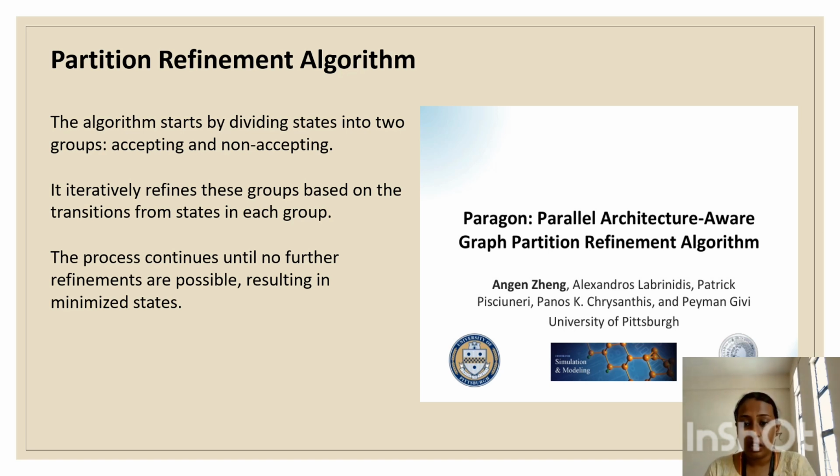So in this algorithm, first the states are divided into two groups, accepting and non-accepting. Then we iteratively refine each group based on the transitions from the states in each group. This algorithm is also known as the Paragon Parallel Architecture Aware Graph Partition Refinement Algorithm. It was proposed by Angan Zing, Alexander Labris, and Patrick Peskuner.